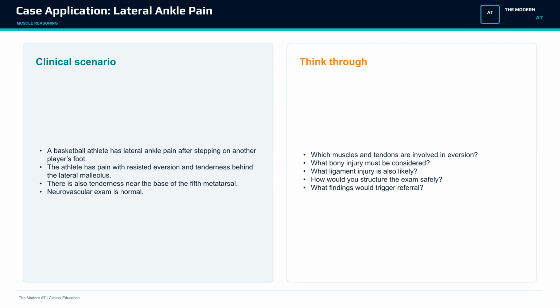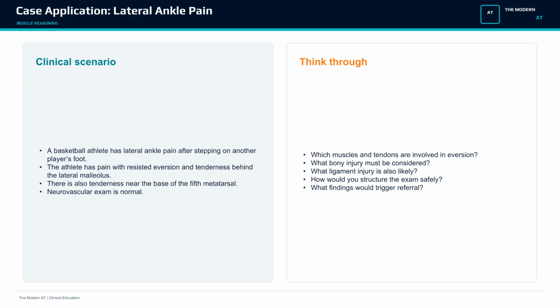A safe exam includes inspection, palpation of the lateral ligaments, fibularis tendons and fifth metatarsal, resisted eversion, ankle stability testing when appropriate, neurovascular screening, and functional testing only if safe. Referral is triggered by inability to bear weight, focal bony tenderness, suspected fracture, tendon subluxation, major weakness, neurovascular changes, or an atypical presentation.